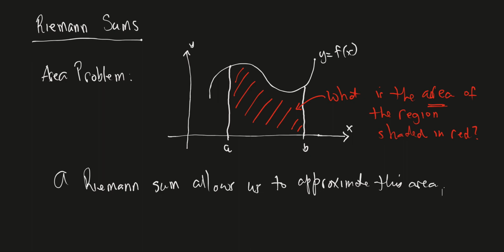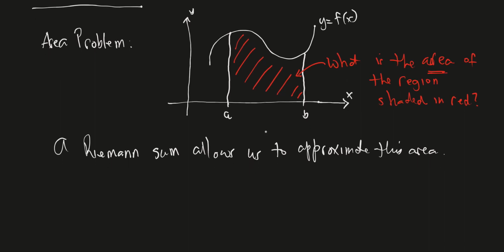I'll give you the analogy back in Calc 1, or differential calculus. The secant line is to the tangent line what a Riemann approximation is to the actual area. You can think of a secant line as an approximation to a tangent line, and you can think of a Riemann sum as an approximation to the area.